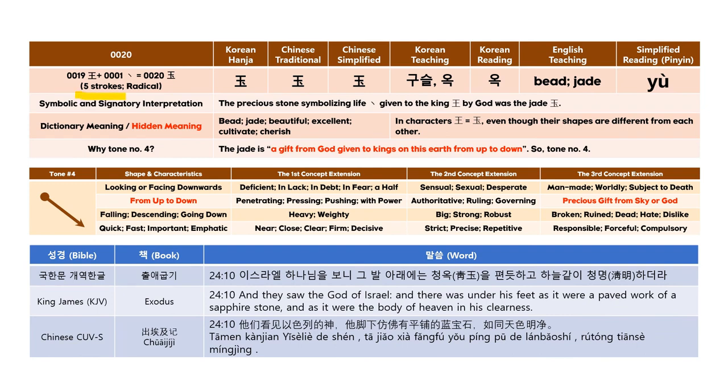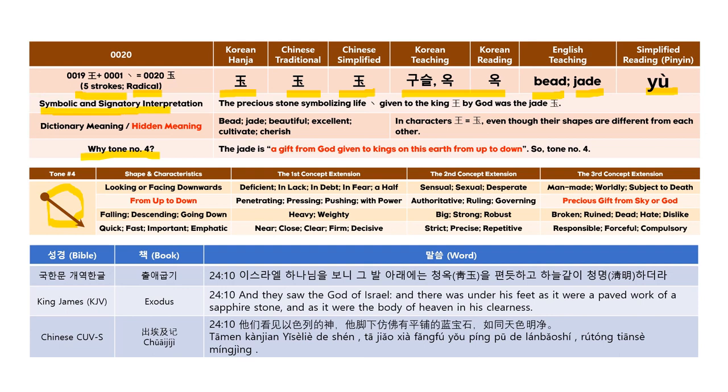This character is five strokes, one of the radicals. Okay, same shape, Korean Hanja, Chinese traditional and simplified. In Korean language, we teach gusul ok, or ok ok. Gusul means bead. Ok means jade. Chinese pronunciation with pinyin and tone: Yu, just like this, having tone number four value.